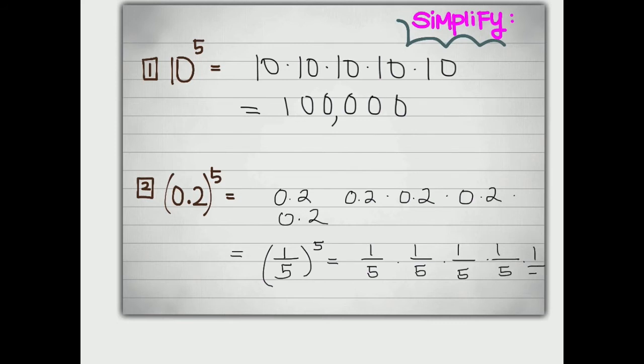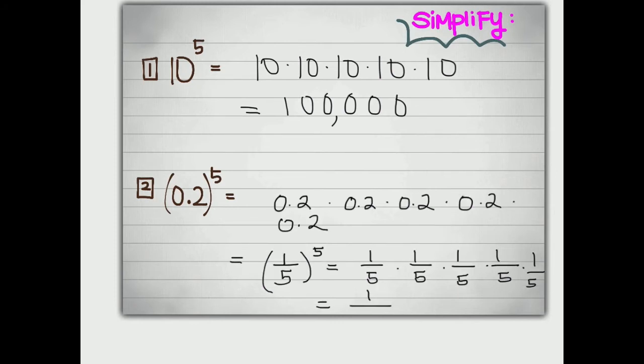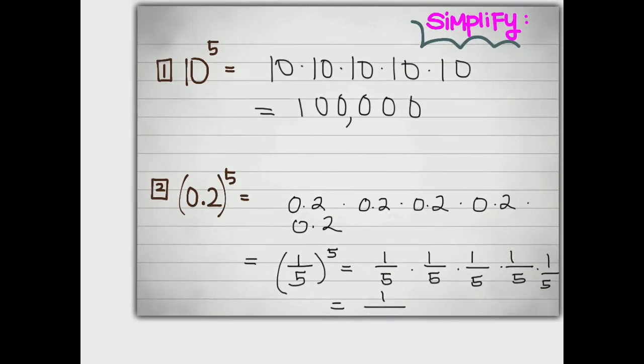And this actually makes it a lot easier because we know that 1 multiplied by itself, no matter how many times you do it, is just going to be 1. And 5 raised to the 5th power is 3,125. So your final answer will be 1/3,125.